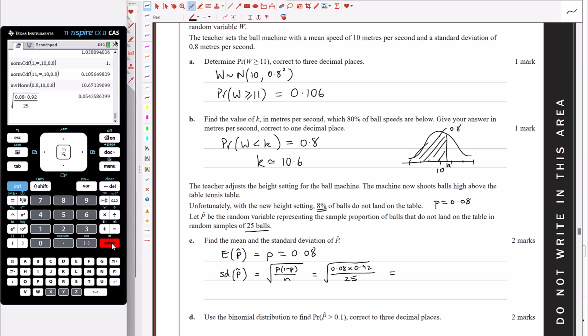It doesn't give me a rounding, so I'm going to need to give an exact answer there. Okay, so instead of writing 0.08 and 0.92, let's write those as fractions. So 0.92 is the same as 92 on 100. 0.08 is the same as 8 on 100. That'll force my CAS to give me an exact answer, which is going to be root 46 on 125.